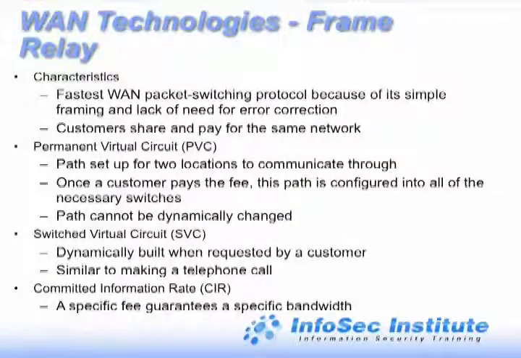Okay, frame relay. Characteristics: fast WAN packet switching protocol because of its simple framing and lack of need for error correction. Basically, it uses PVC, which is permanent virtual circuit, a path set up for 2 locations to communicate through, and the path cannot be dynamically changed. There's also the switched virtual circuit, or SVC, which is dynamically built when requested by the customer, and is similar to making a telephone call. And also the CIR, committed information rate. A specific fee guarantees a specific bandwidth.